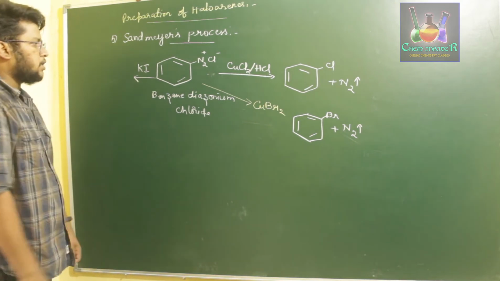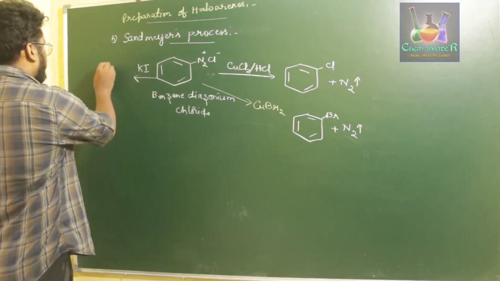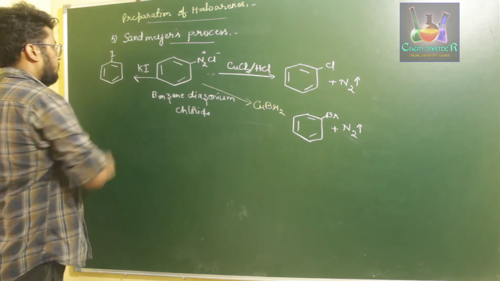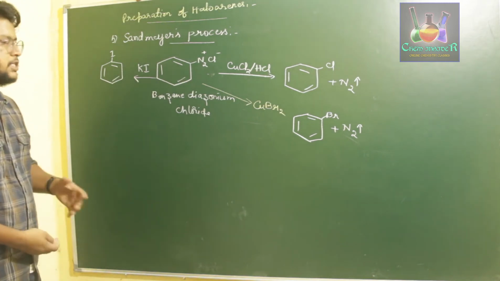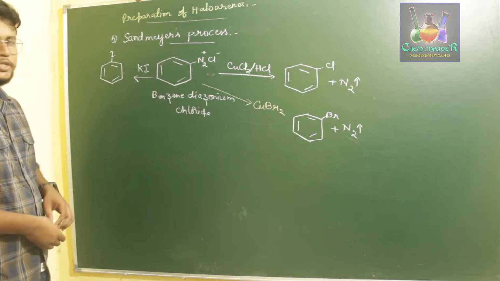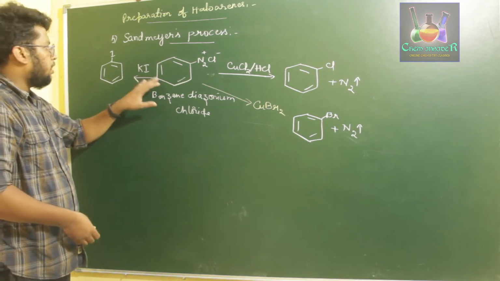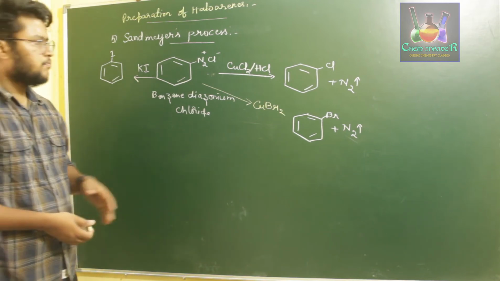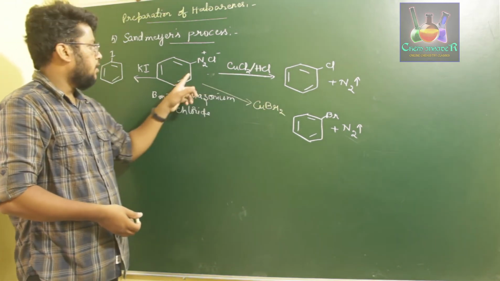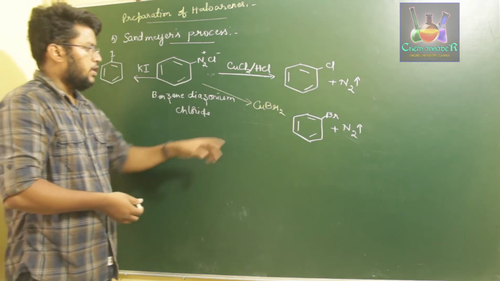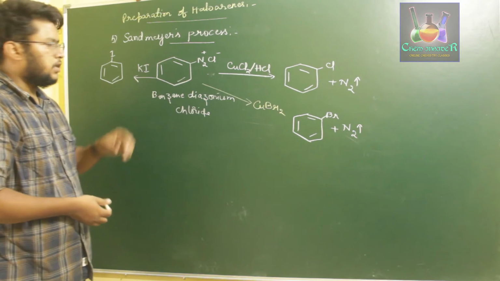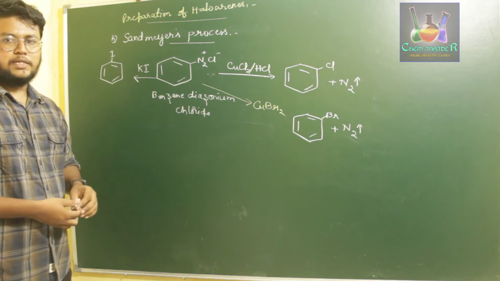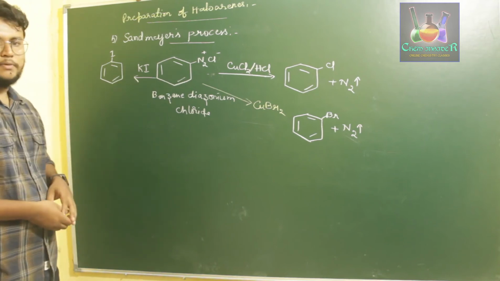When we treat potassium iodide with benzene diazonium chloride, we get iodobenzene. And this reaction is very rare to be formed because it needs much more complicated catalysts, pressure and temperatures. So, to prepare chlorobenzene, you have to treat benzene diazonium chloride with CuCl2 and HCl. If you treat it with cuprous bromide and HCl, we get bromobenzene. And if you treat it with potassium iodide, we get iodobenzene.